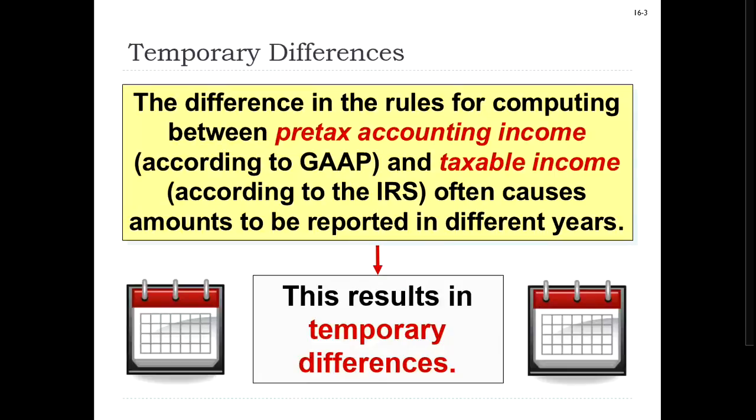All right, so the difference in the rules for computing pre-tax accounting income according to GAAP, and taxable income, which is according to the IRS, often causes income to be reported in different tax years, as stated earlier. For example, if income from selling properties on an installment basis is reported for financial accounting purposes in the year of sale, there may be a difference. All right, so I can give you a slight example of that.